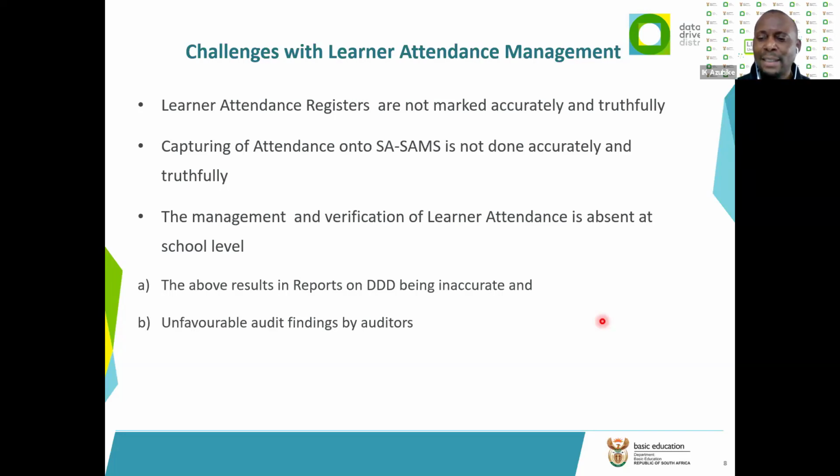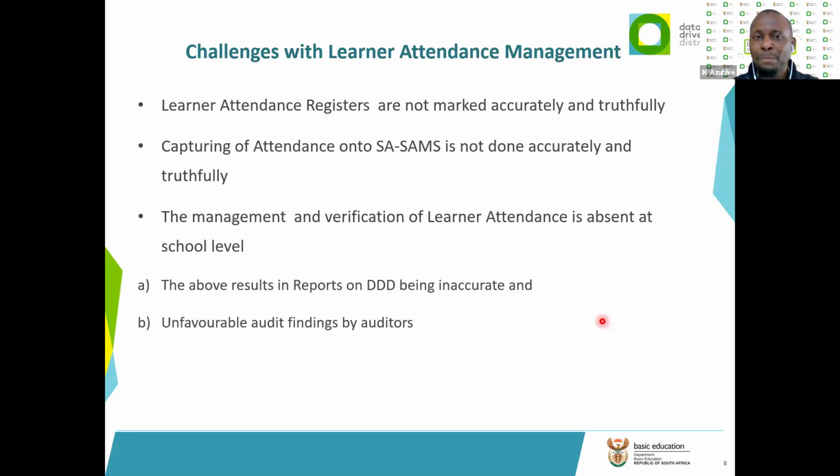Another negative when we have the absence of verification of learner attendance in our school is unfavorable audit findings by the auditors. Now, remember, the auditors' work is to make sure the books are aligned and accurate. Now, what is on the dashboard? What is on SSAMS? Is it different from what I am seeing on the raw data, on the raw attendance at the school? Or does it match?